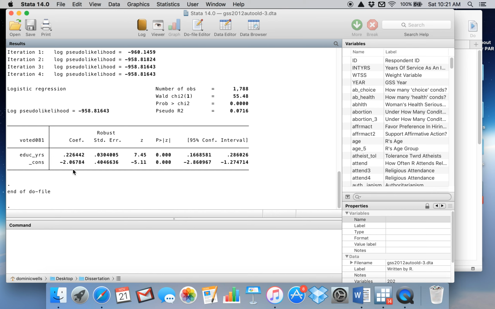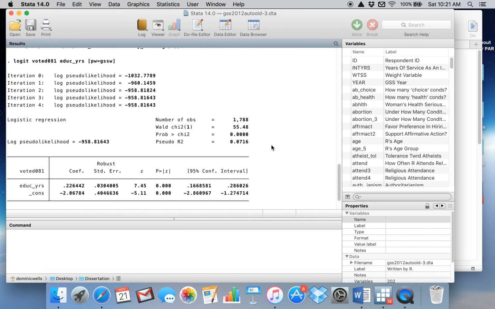And you can see here's a coefficient. We've got a z-score, which is a lot like a t-score, the p-value, and pseudo r-squared, which is like an r-squared. It looks a lot like when you run linear regression.